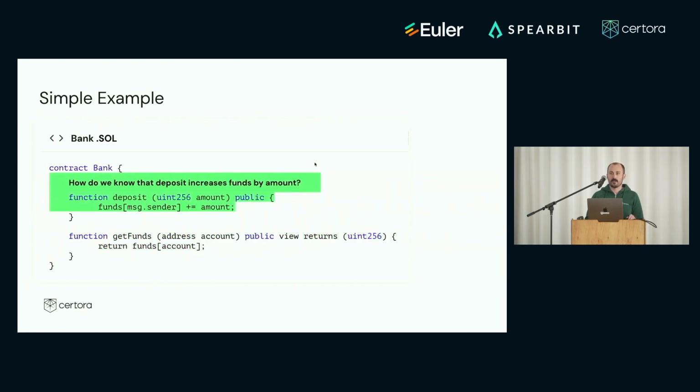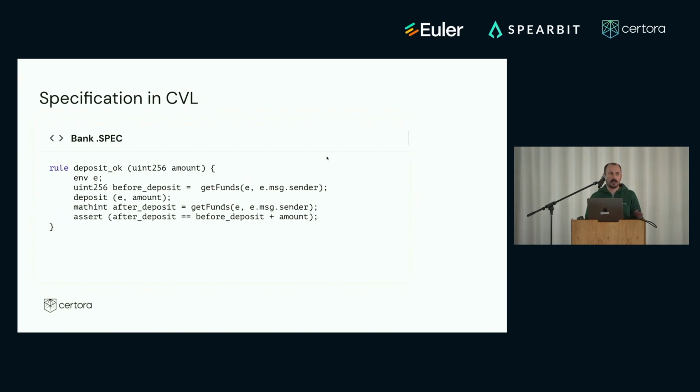But how do we know that this bank really implements what we expect? In this case, it's probably pretty clear to see that it does work, but how do we check that this deposit function really does just store the amount that the caller intended to deposit? So let's see how to do that with a specification in CVL, which is the Certora specification language.